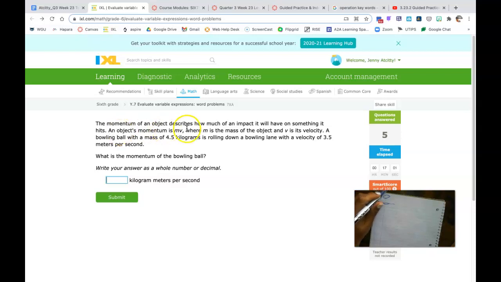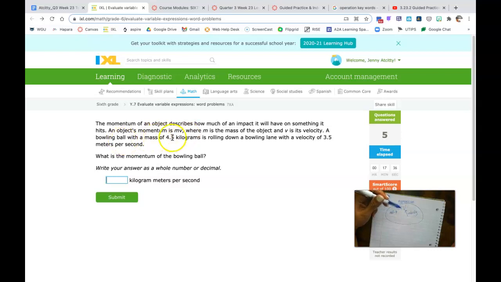Now, an object's momentum is mv. So here's my expression, mv, where m is the mass of the object and v is the velocity. In other words, I'm going to multiply the mass times the velocity, and that together is going to give me the momentum. So the expression I'm working with is mv, mass times velocity.